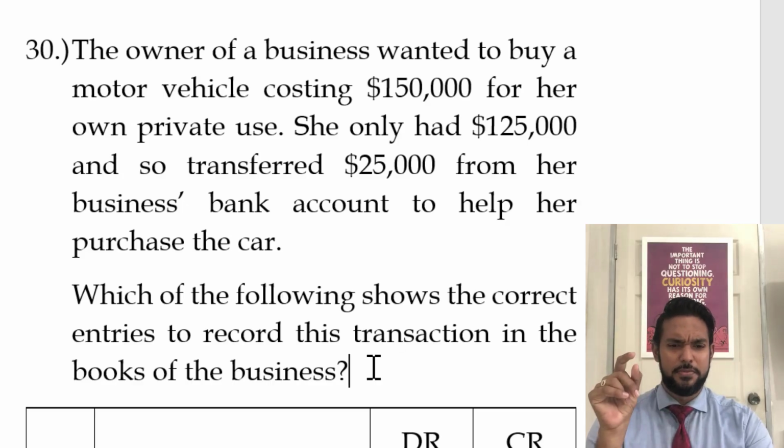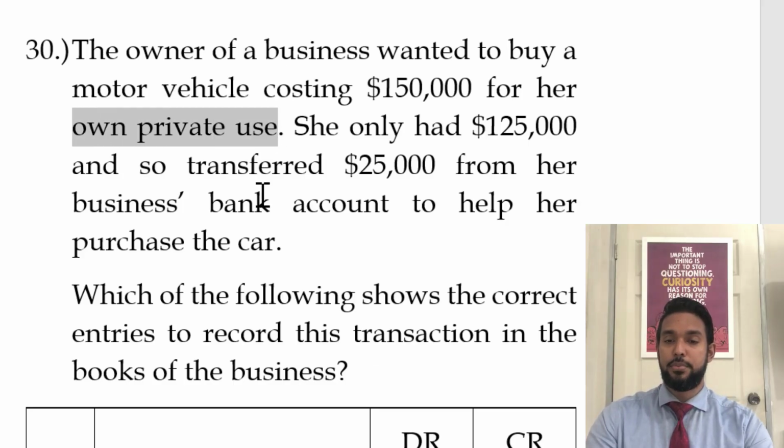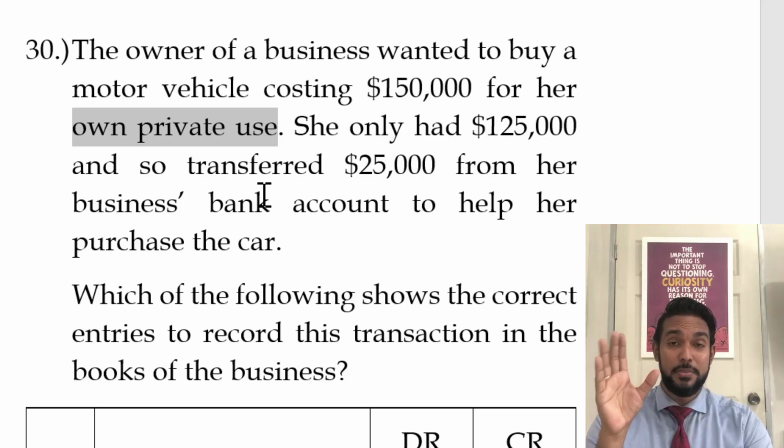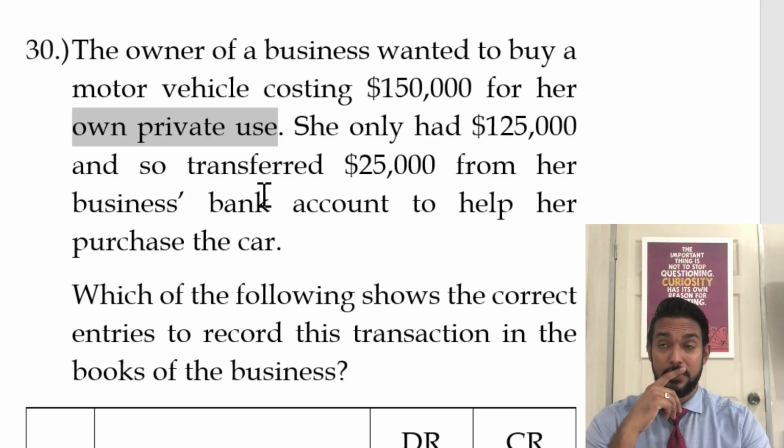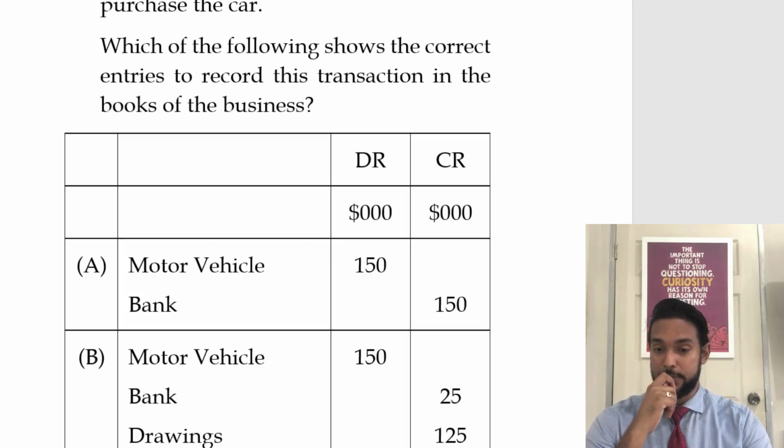So this is very, very similar to the previous couple of questions, the drawings aspect. The owner is buying a motor vehicle, and it says specifically for her own private use. So that is not going to be a debit to motor vehicles for the business. So that is not involved. Money is coming out of the bank, so we have to credit bank, and the owner is using it for her own personal use. So you're definitely going to have to debit drawings.